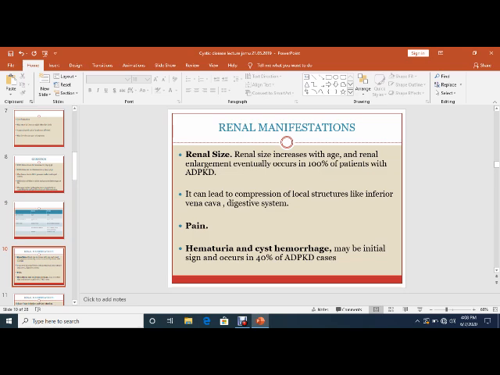Now coming to the clinical features or clinical manifestations. Clinical manifestations are divided into renal manifestations and extrarenal manifestations. If you talk about the renal manifestations, renal size increases with the age, so the kidney will enlarge in 100% of patients with autosomal dominant polycystic kidney disease. It can lead to compression of local structures like inferior vena cava or digestive system. Common manifestation is pain. These patients can present with a dull flank pain. Sometimes these patients can present with hematuria, and cyst hemorrhage can occur in 40% of autosomal dominant polycystic kidney disease cases.